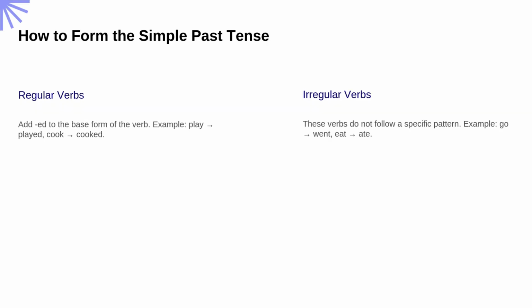Now let's talk about how to form the simple past tense. There are two types of verbs, regular and irregular. Regular verbs follow a pattern while irregular verbs do not. For regular verbs, simply add ed to the end. For irregular verbs, you will need to learn their past form by heart. For example, go becomes went in the past and eat becomes ate.